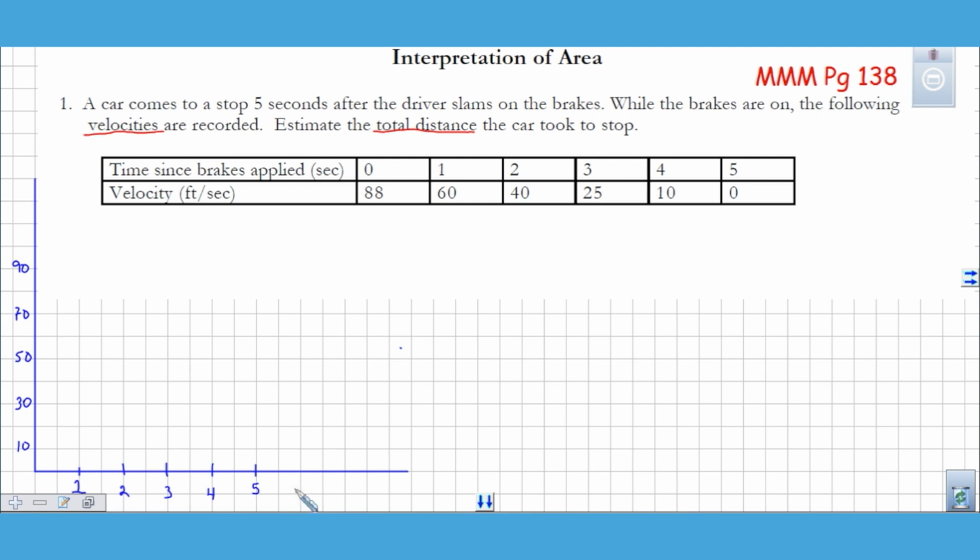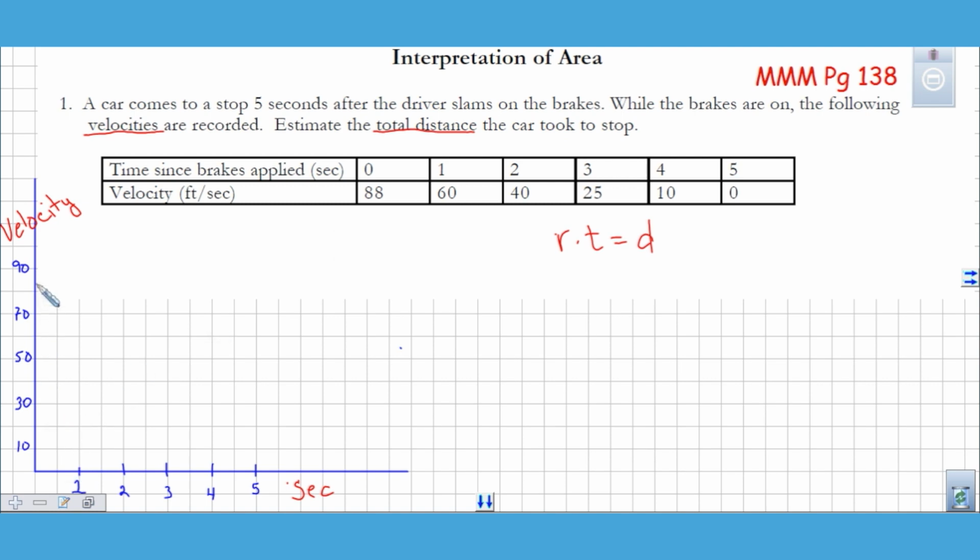So this is going to be time in seconds. This is seconds. And this graph is actually the velocity. And so what do we know about velocity or rate times time? Rate times time equals distance, right? And isn't that what they asked us for?